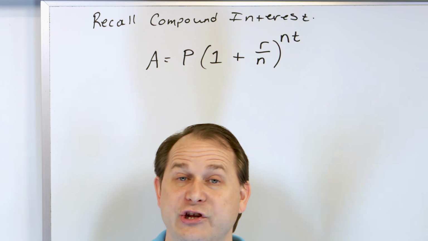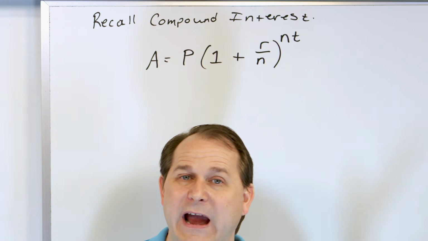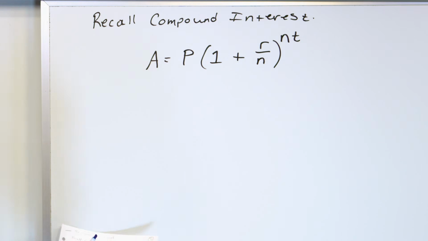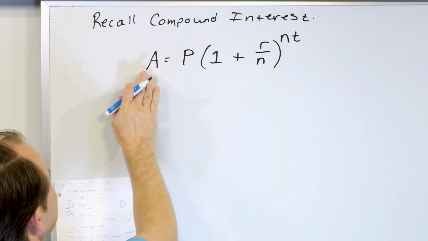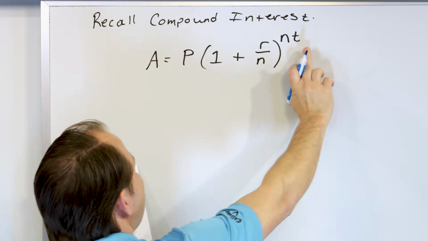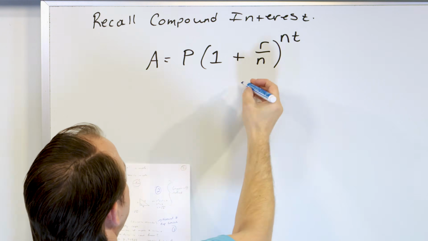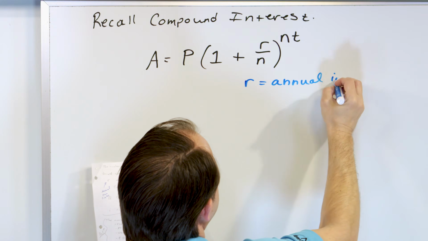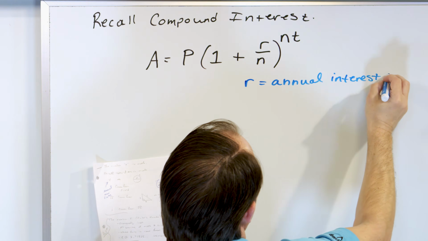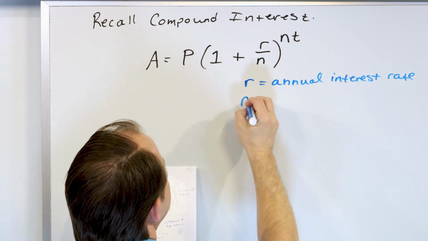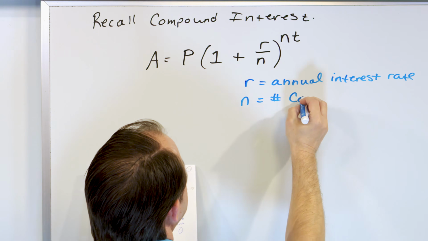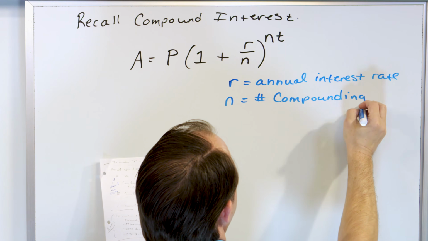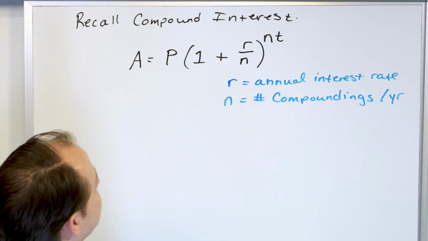So I highly recommend that you go watch that because I explain exactly where every little part of this equation comes from. But just to make sure we're all on the same page, this is the principal you invest. This is how much money is worth t years down in the future. r is what we call the annual interest rate. And n is really important. It's the number of compounding periods per year. So it's how many times I'm compounding per year.